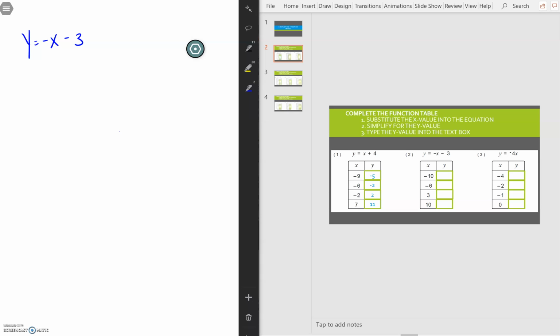So if we're substituting a negative value in, now we have 2 negatives. So I'll show you what that means. In our first number that we are going to try, we want to know what the y value is when x equals negative 10.